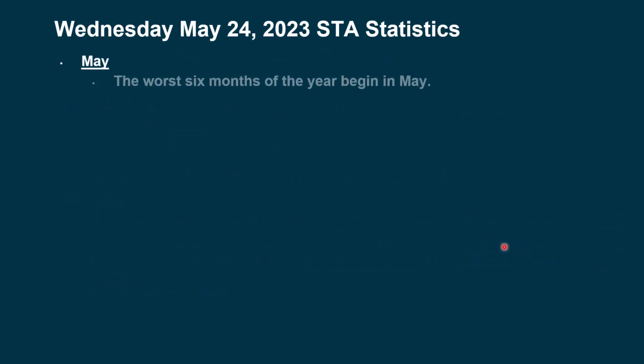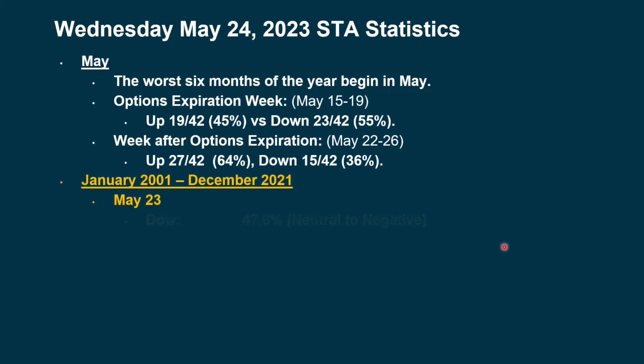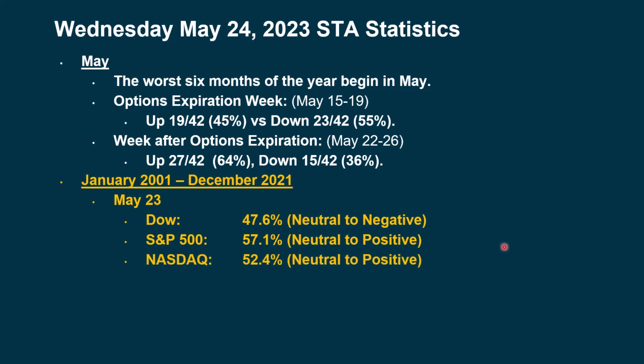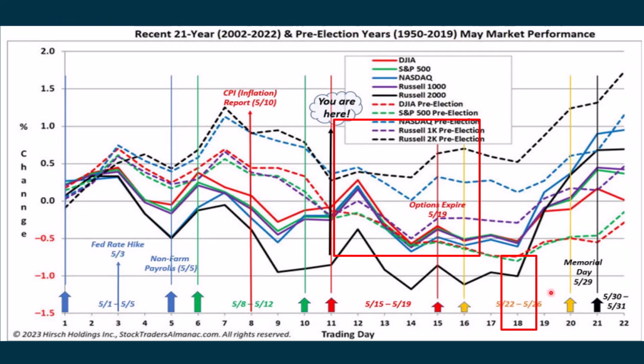Looking at the Stock Traders Almanac statistics, we are still in the middle of the week after options expiration. We tend to be up more than we are down. And then looking at May 23rd, in and of itself, we're neutral to negative with the Dow, but we're more neutral to positive with the S&P as well as the NASDAQ. And then we are also positive overall for the month of May. We're on the 18th trading day of the month.